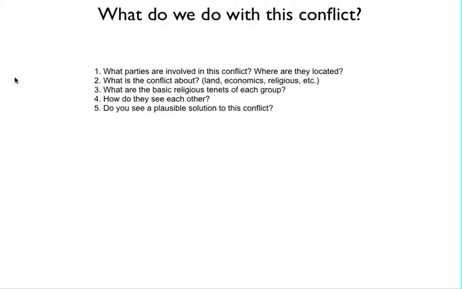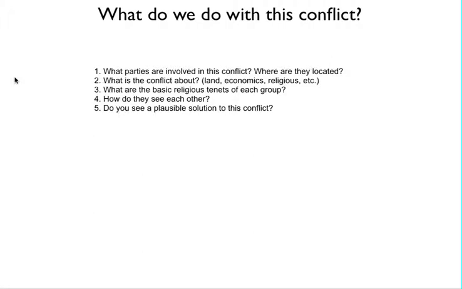Now 3, if it plays a role, what are the basic religious tenets of each group? If they're the same, go ahead and talk about them. But for example, if you're talking about the Sunni-Shia split, while they both fall under the umbrella of Islam, they hold two very different interpretations of Muhammad's message. 4, how do they see each other? Now, if you take a look at the Pakistani-Indian conflict, they see each other quite differently than perhaps the Sunni-Shia see one another. So each conflict is going to have its own little twist to how each group perceives one another.